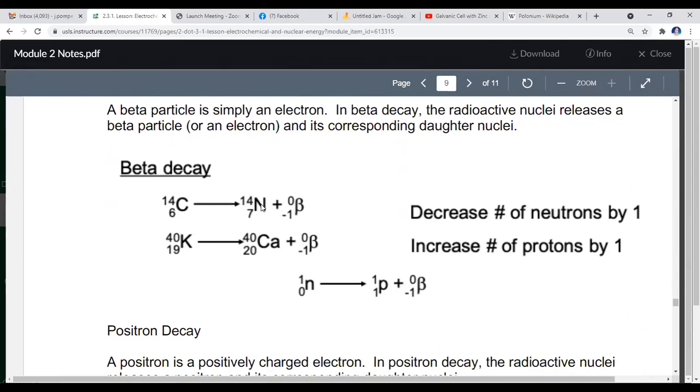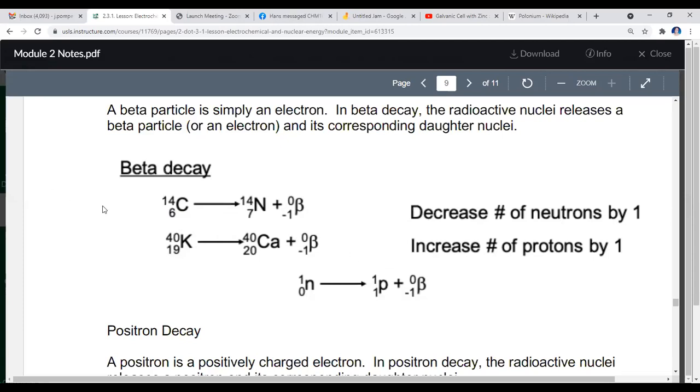As for the mass number, both your carbon and your nitrogen have more or less the same mass number. Your electron or your beta particle has a mass number of 0. So there is a decrease in the number of neutrons by 1. The number of neutrons decreases by 1 in this case.